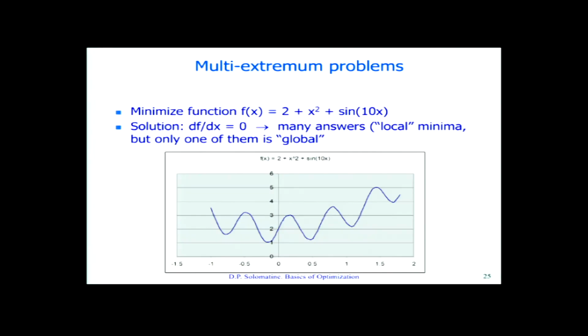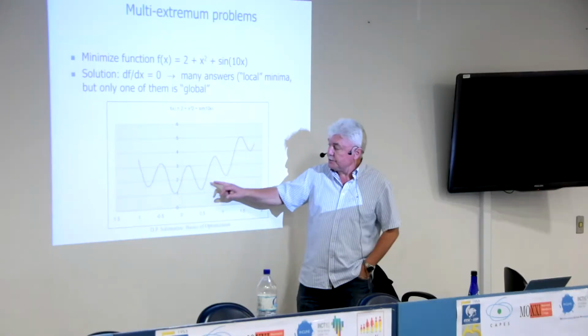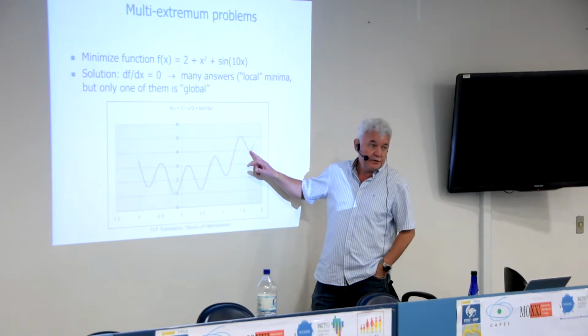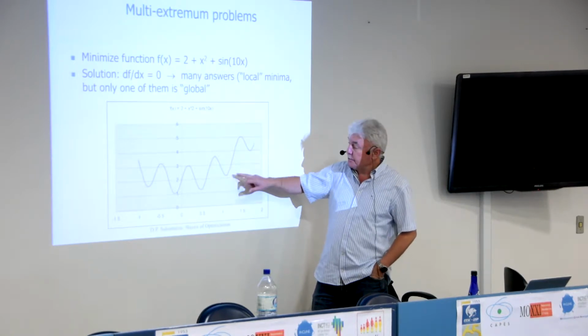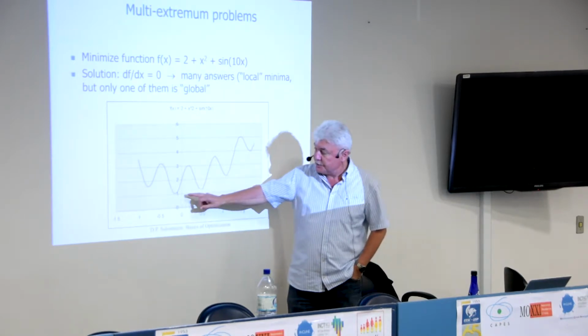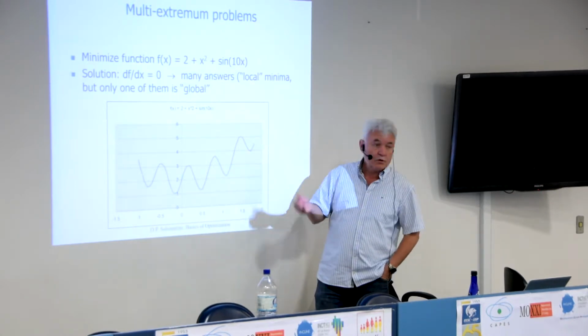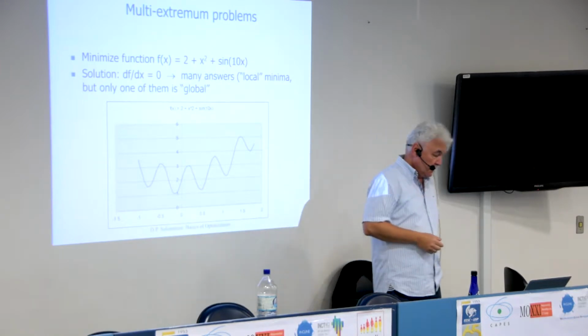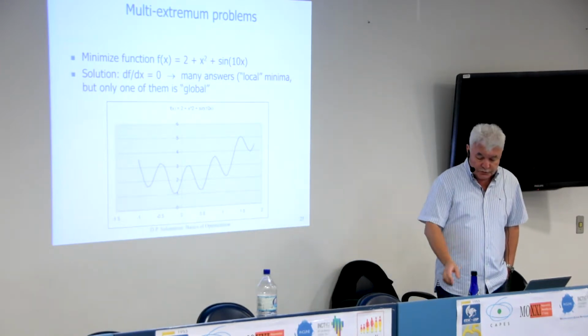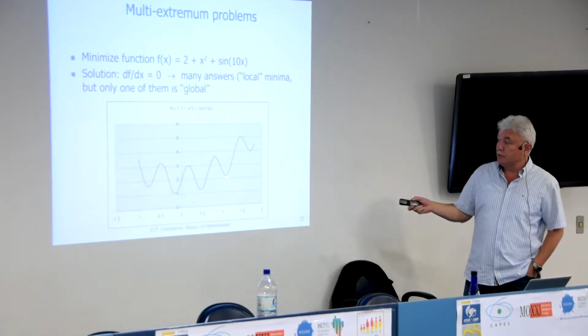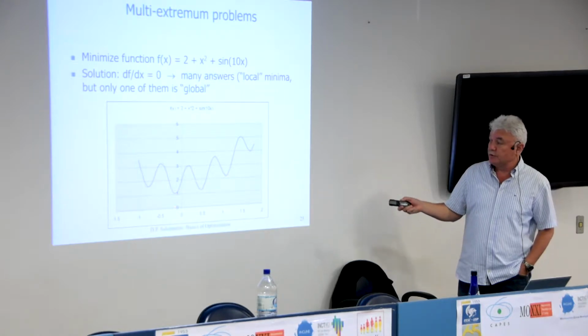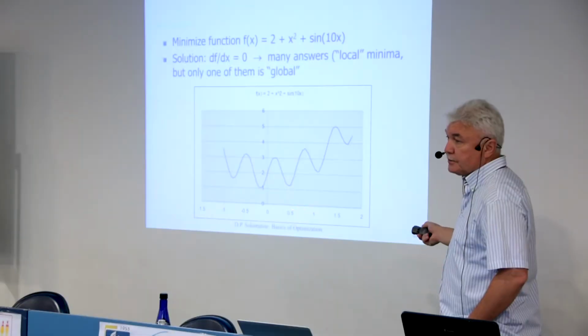So some functions are multi-extremum. It means they have many local minima. At this point, the derivative is 0 and the gradient is 0, but this one is not the global minimum. This is the only global minimum in this function, and these are all called local minima. Okay? Finding local minima is also nice, but it's not the optimal solution, because this one is the solution, not this one, and they're quite different.